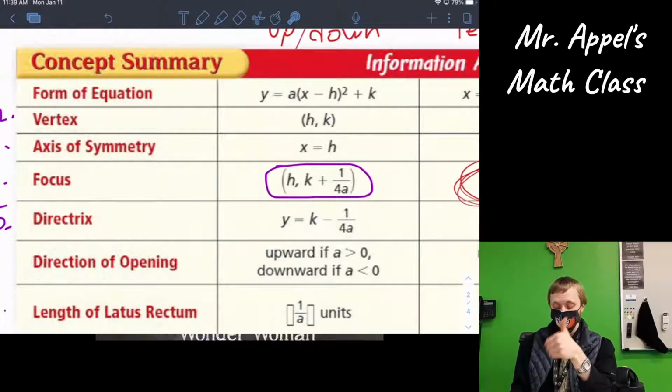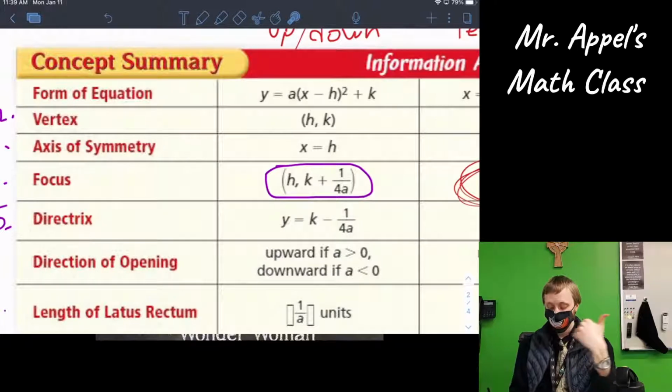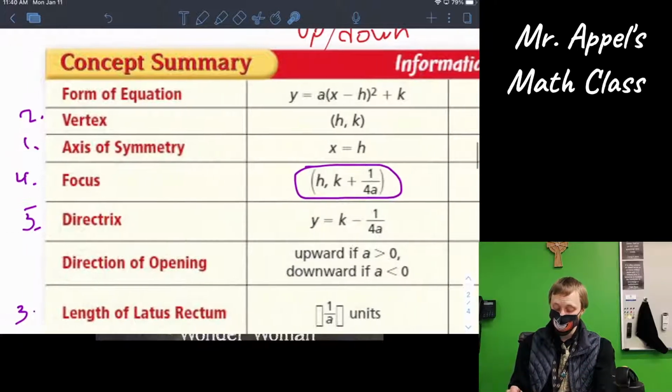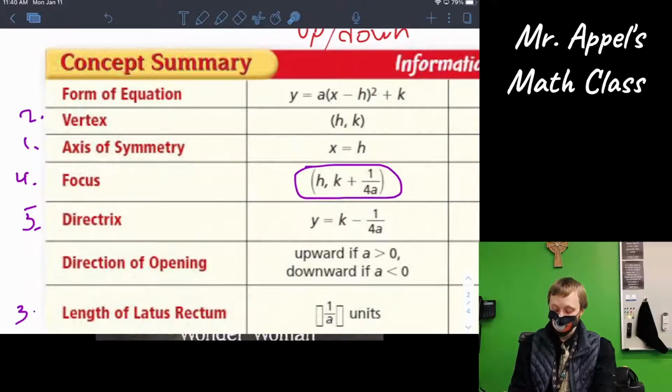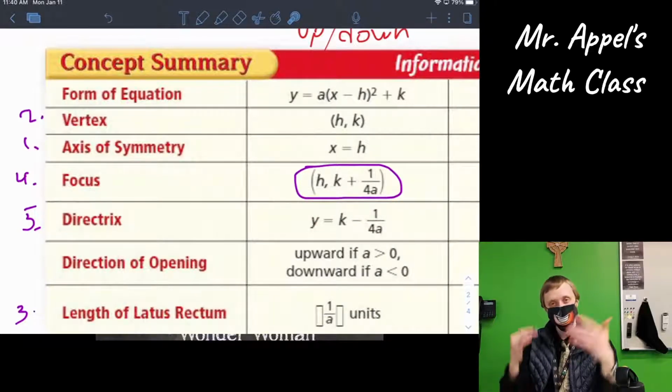Now, I think we've done enough with parabolas so far, right? We understand how to find the vertex, especially if it's in vertex form. We understand how to find the axis of symmetry. We've already practiced that last semester. More than enough.